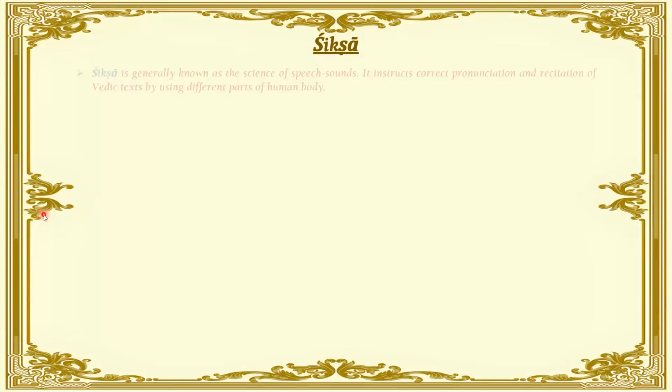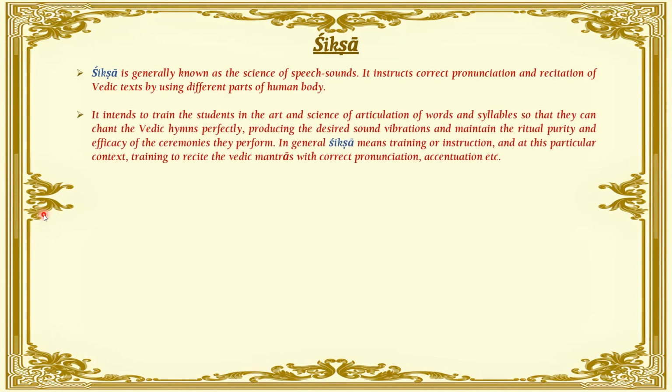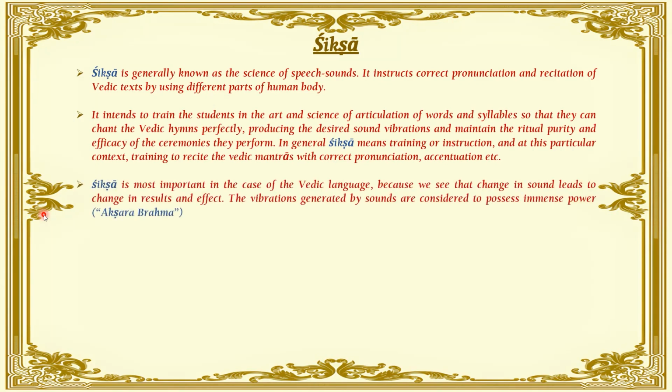So first we'll look into Siksha, that is the nose, and it is generally known as the science of speech sounds. It instructs correct pronunciation and recitation of Vedic texts by using different parts of the human mouth. You can say also body, because chakras are involved. That is why the human body is mentioned, because chakras are also involved in that. But on the gross level, we can understand it to mean the human mouth. It intends to train the students in the art and science of articulation of words and syllables, so that they can chant the Vedic hymns perfectly, producing the desired sound vibrations and maintaining the ritual purity and efficacy of the ceremonies they perform.